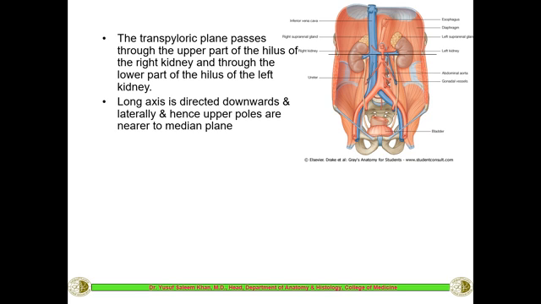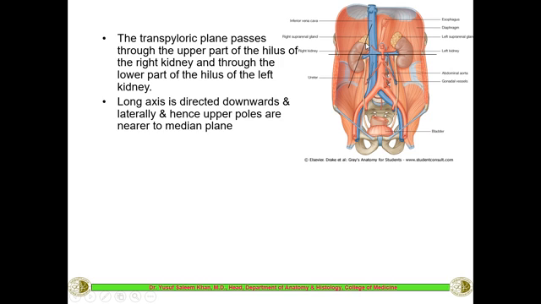And if you see the long axis of the kidney, the long axis will be passing through the two poles, the upper pole and the lower pole. This is how the long axis of the kidney is present. The long axis of the kidney is not vertical but slightly oblique, with the upper pole directed toward the median plane.